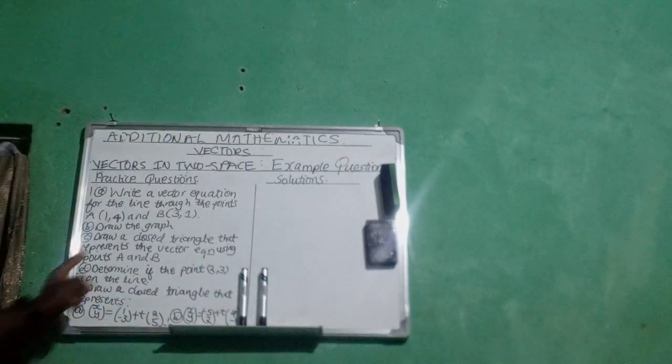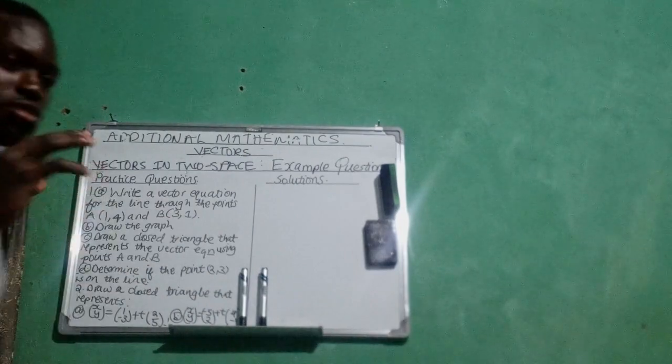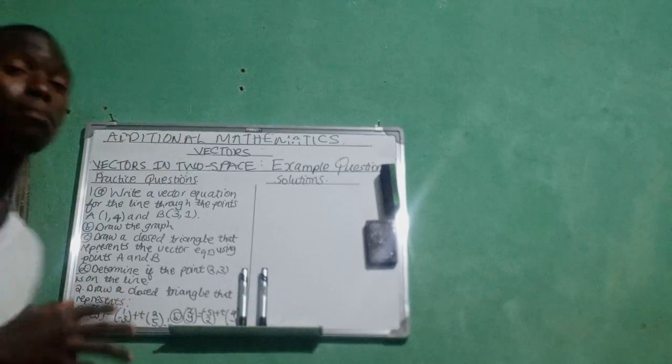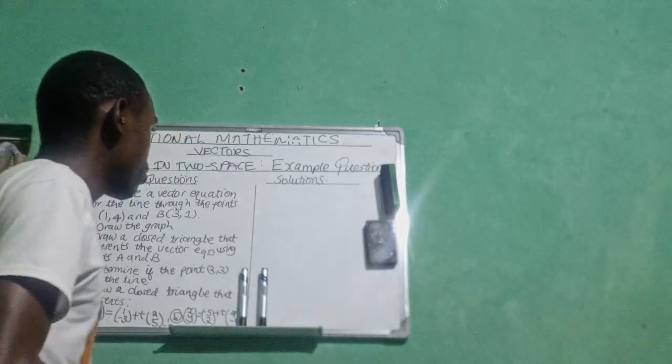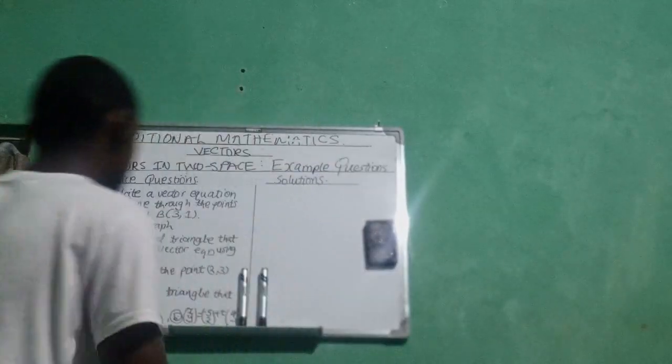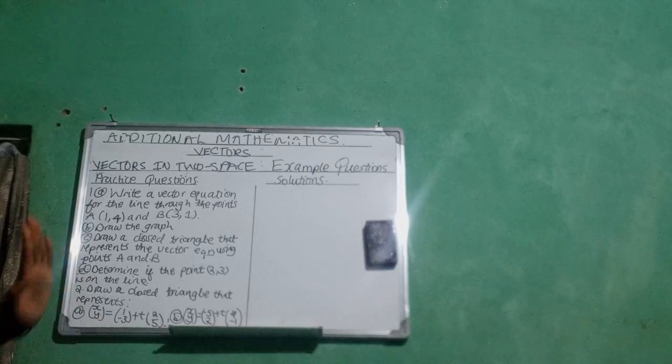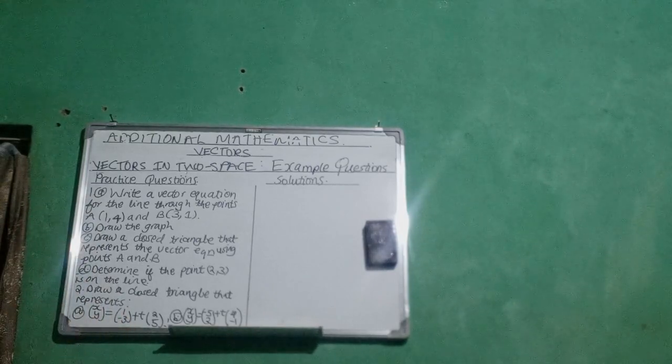So looking at vectors in two space. Two space simply means vectors in two dimensions. These are example questions. In this video we're going to do question 1A, and then in the next video we're going to do B, and so on. We're just going to be doing questions like that, so it will be small video clips.